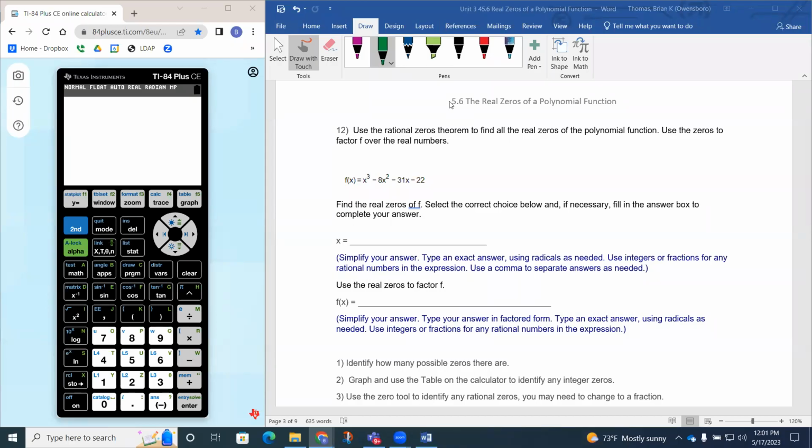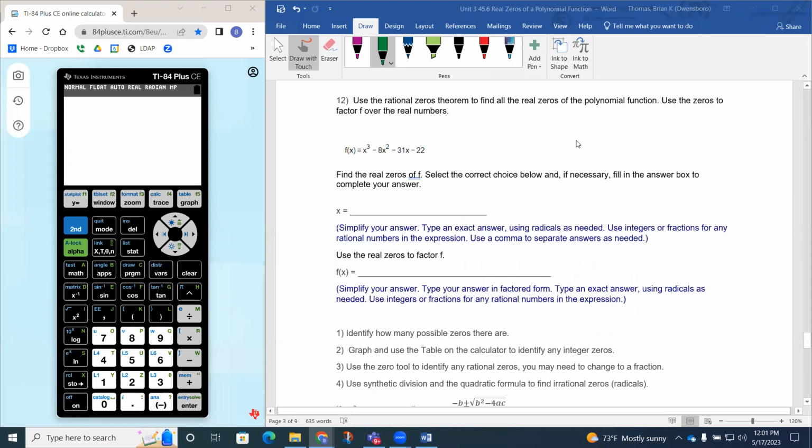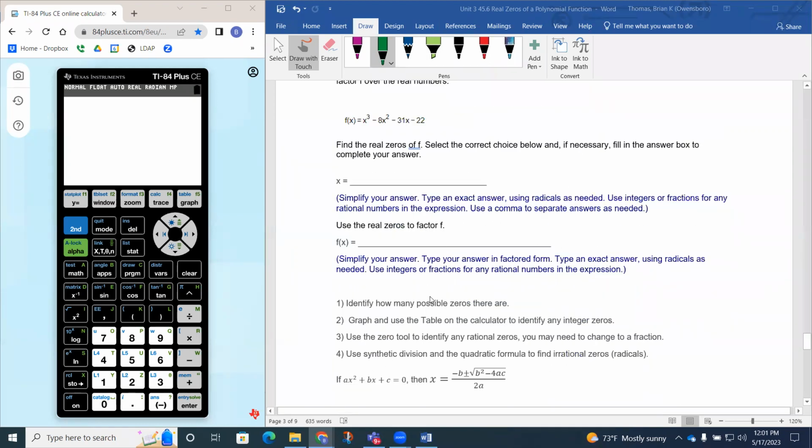So question 12 says, use the rational roots theorem to find all the real zeros of the polynomial function. Use the zeros to factor f over the real numbers. So again, we're still dealing with what we call real numbers here. Some things that we want to do here, this is going to be the strategy that I'm going to lay out for you.